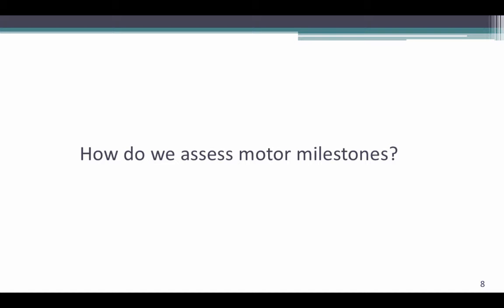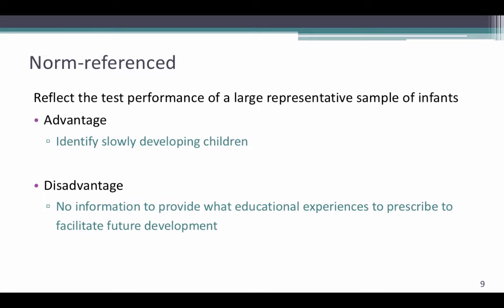So knowing that there are two primary types of motor behavior that we see in development, how do we assess motor milestones? We use norm references and criterion references. So we use norm references that reflect the test age performance of a large representative sample of infants. We compare the motor behavior that infants are displaying to these age reference norms. The advantage is that we can identify slowly developing children. The disadvantage is that there's no information to determine why the differences exist and what we should do to help the slowly developing infant catch up.